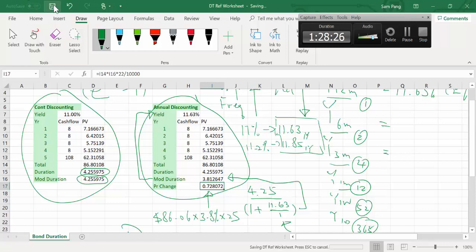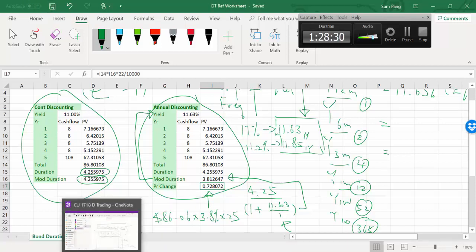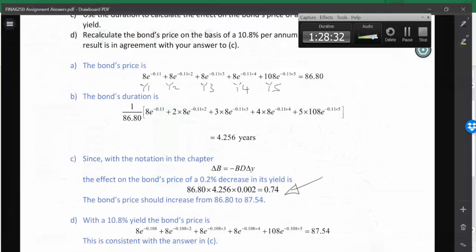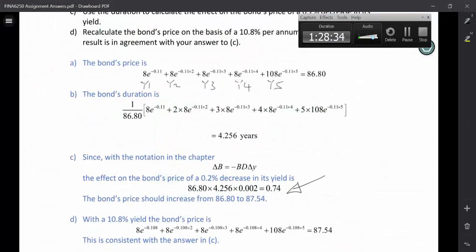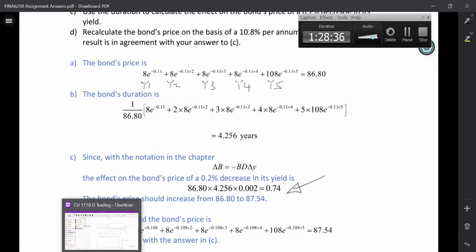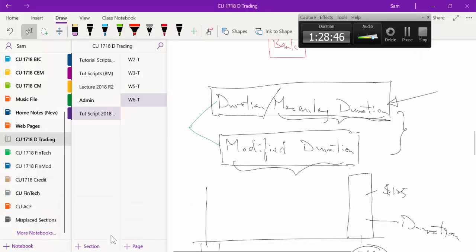I'm going to save this and I'll share that with you. Are you guys with me? Because I think, forgive me for saying this, if you do it this way, you run a risk of having an incomplete understanding of the true differences between simple duration and modified duration.